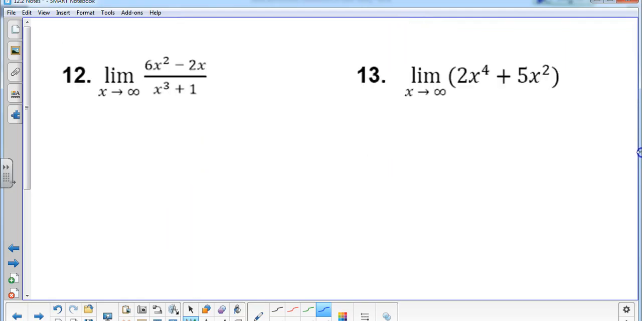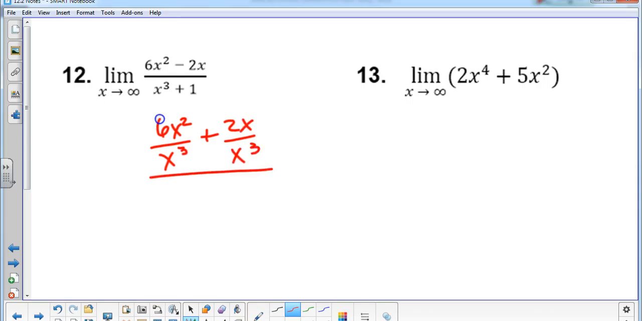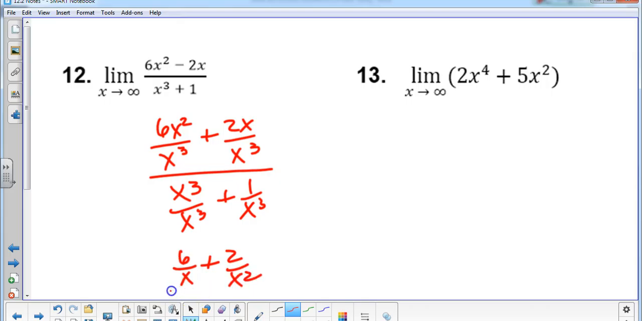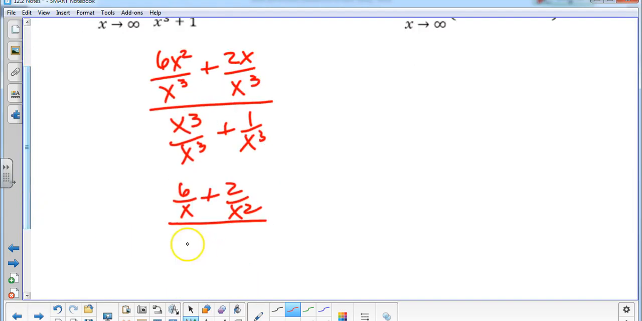12. What's happening here? Anybody know ahead of time? It's going to approach 0. Yep. If I write it out, I get 6 over x plus 2 over x squared, which will both approach 0, divided by 1 plus 1 over x cubed, which is 0.